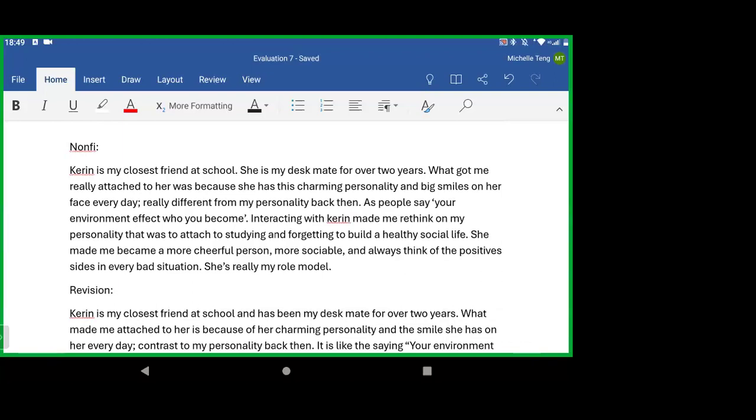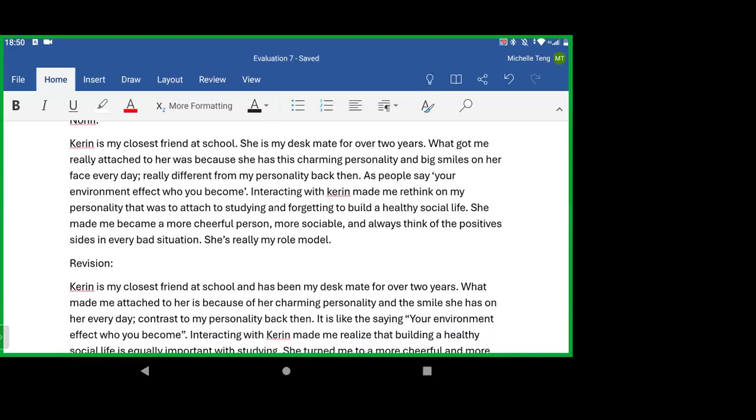Okay, next. Karen is my closest friend at school. She's my deskmate for over 2 years. Both of them are actually independent clauses, each making a full sentence. But we're trying to make the second one a dependent clause, so we can combine the sentences without making a run-on sentence. So it's technically not wrong, but we're trying to make this a longer sentence. Making it a longer sentence, it can be more complex.